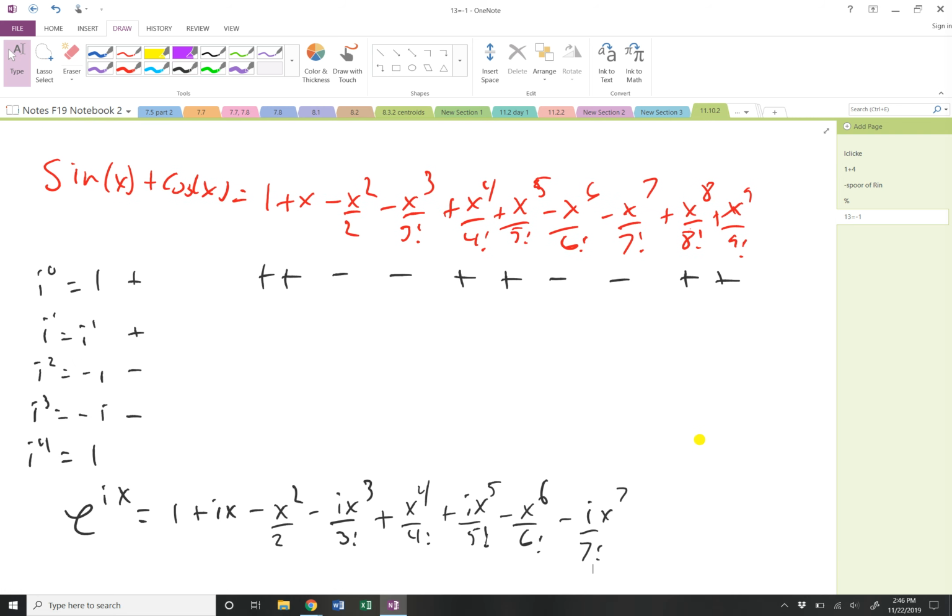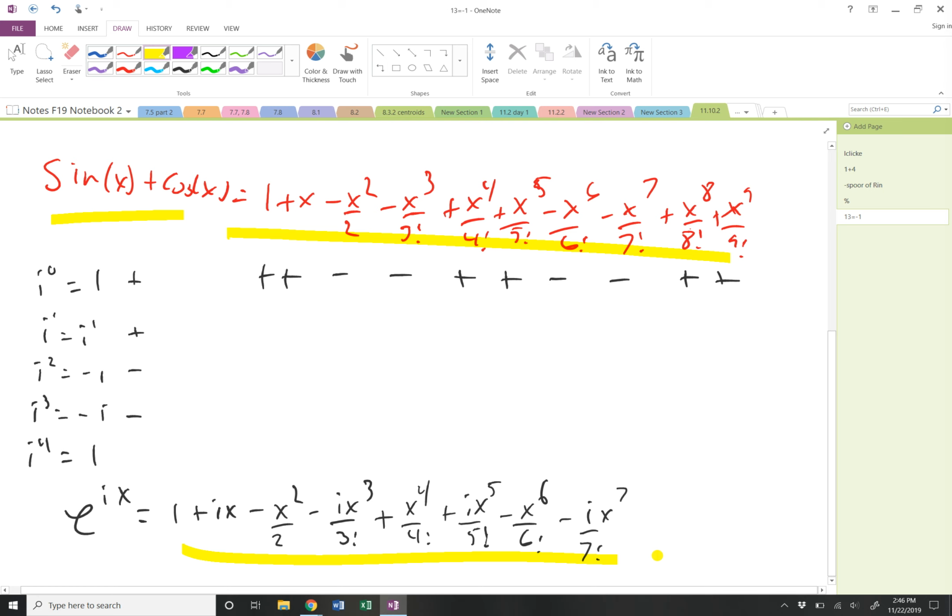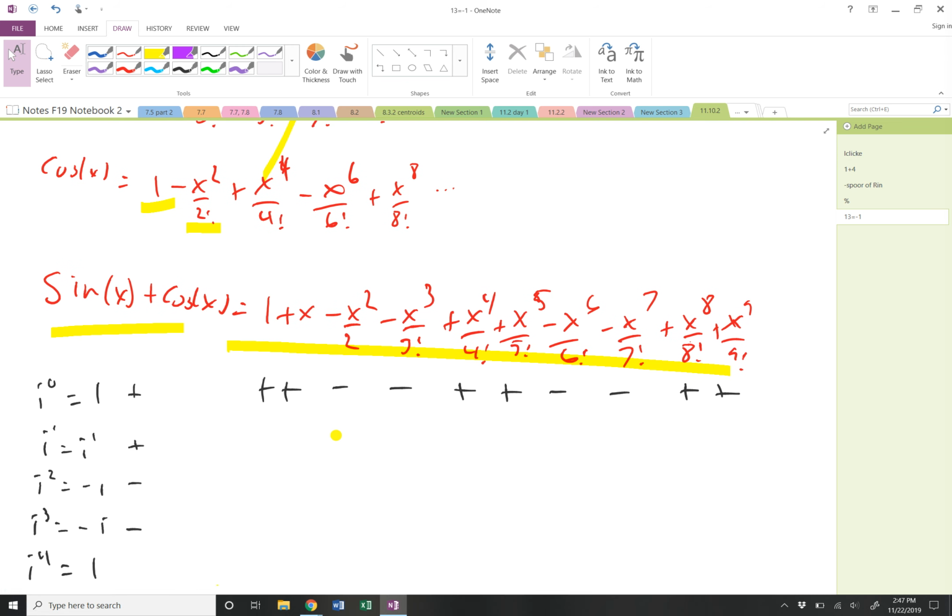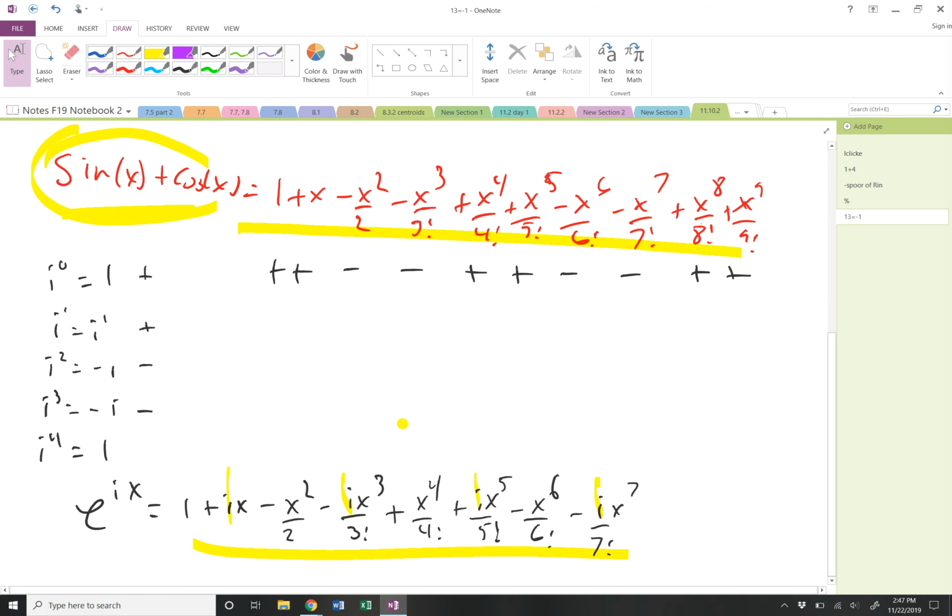Okay, how close are we now? We have this thing, and we have this thing. Are they equal? No. Are the signs right? The signs are right. What are we missing? We have an i on all of the odd terms. So we have an i here, an i here, an i here, and an i here. Which ones are the odd terms from up here in this expression? Sine.